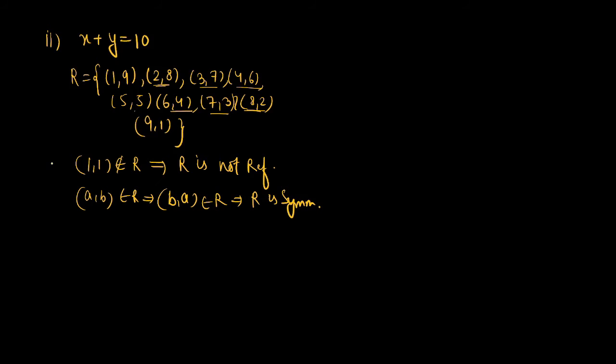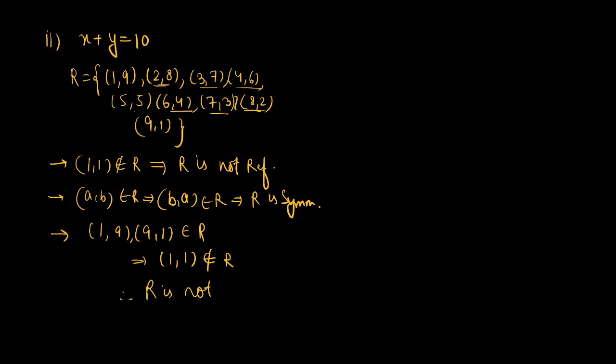Okay. Next, we have to check for transitive. Is it a transitive relation? Suppose we have two ordered pairs, (1, 9) and (9, 1). These two ordered pairs belong to R. But (1, 1) does not belong to R, right? Because (1, 1) is not there. So therefore R is not transitive. Okay, so this is not a transitive relation.